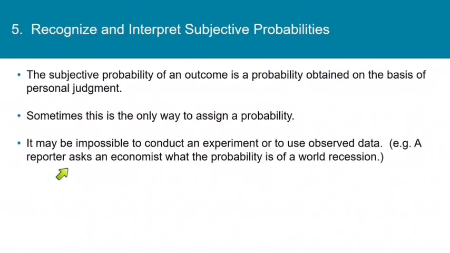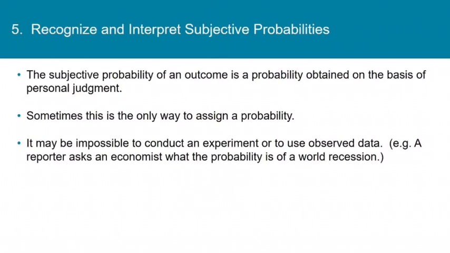For example, if a reporter asks an economist what the probability is of a world recession, and the economist says he thinks it's about 5%, he's making a guess. There have not been any trials conducted. There's no frequency distribution for him to look at. There's no set of equally likely outcomes, so it's really just a guess. A situation like this would be too complex for anybody to do any real calculations. So this is an example of subjective probability.